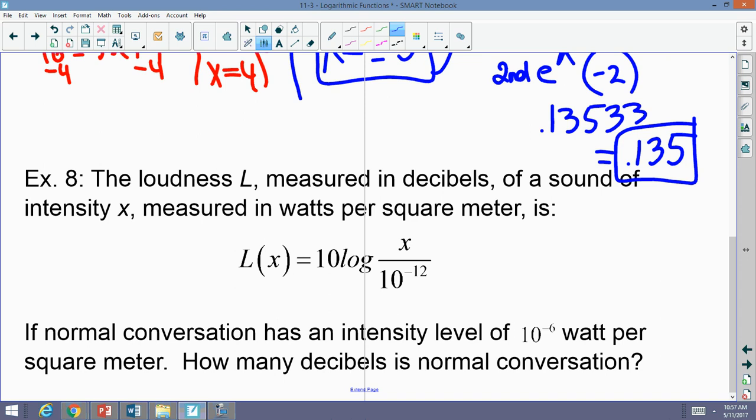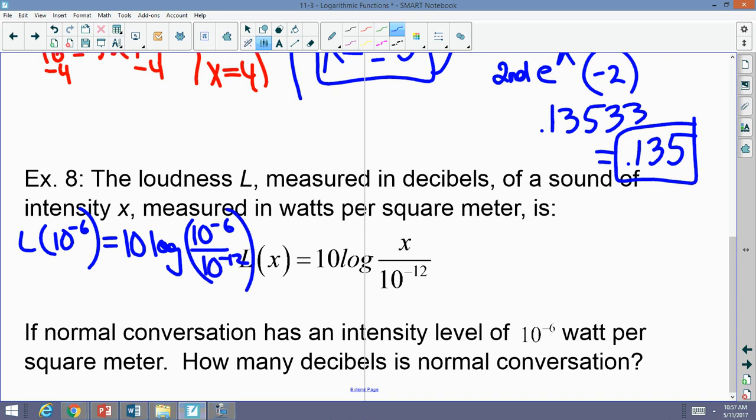So let's plug in, guys. I want to find L when X is 10 to the negative 6. We learned this yesterday: replace every x in this function with 10 to the negative 6. So I got 10 log of 10 to the negative 6 over 10 to the negative 12. Is everyone with me so far? This gives me 10 times log of 10 to the negative 6 divided by 10 to the negative 12, which is 10 to the positive 6. Okay, you with me here? Because when you divide the same base, you subtract the exponents.